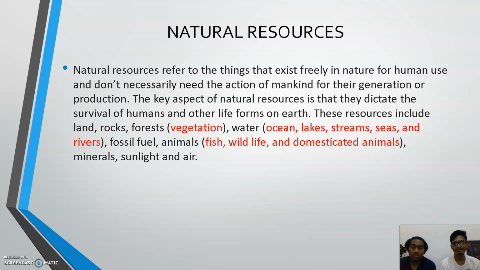Natural resources. Natural resources refer to the things that exist freely in nature for human use and do not necessarily need the action of mankind for their generation or production. The key aspect of natural resources is that they dictate the survival of humans and other life forms on Earth. These resources include land, rocks, forests, vegetation, water, oceans, lakes, streams, seas and rivers, fossil fuel, animals, fish, wildlife and domesticated animals, minerals, sunlight and air.